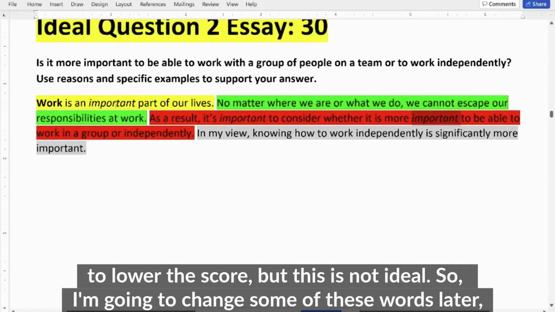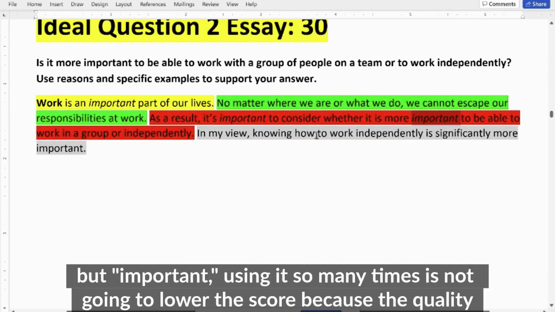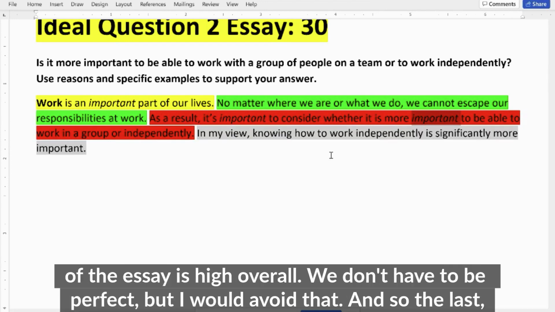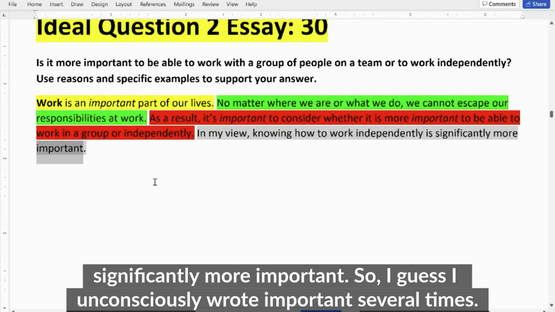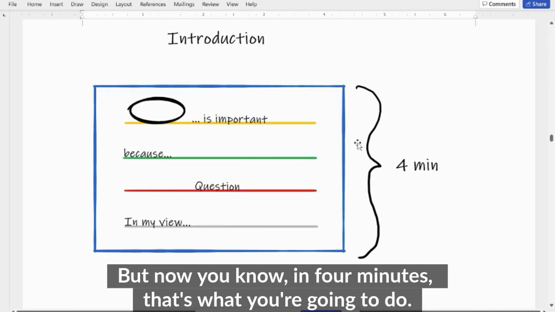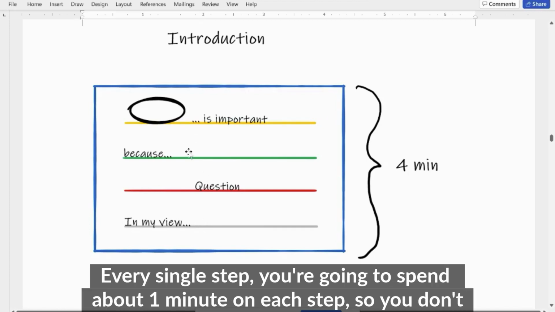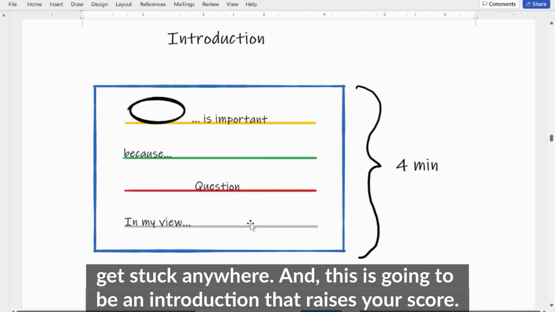So I'm going to change some of these words later. But important, using it so many times is not going to lower the score because the quality of the essay is high overall. We don't have to be perfect, but I would avoid that. And so the last statement is an answer. In my view, knowing how to work independently is significantly more important. So I guess I unconsciously wrote important several times. So now you know in 4 minutes, that's what you're going to do. Every single step, you're going to spend about 1 minute on each step so you don't get stuck anywhere. And this is going to be an introduction that raises your score.